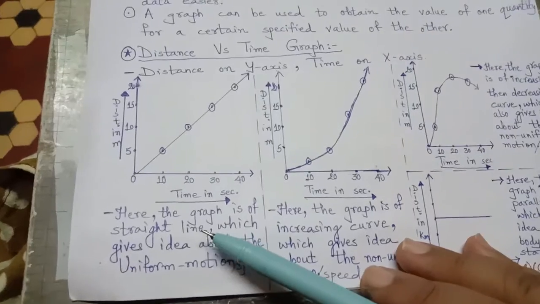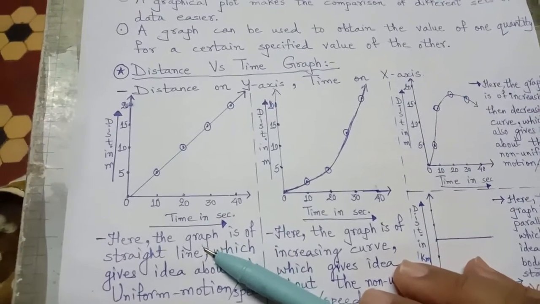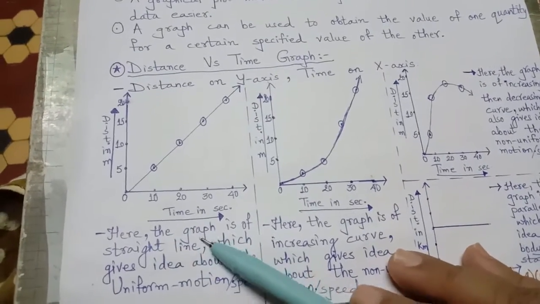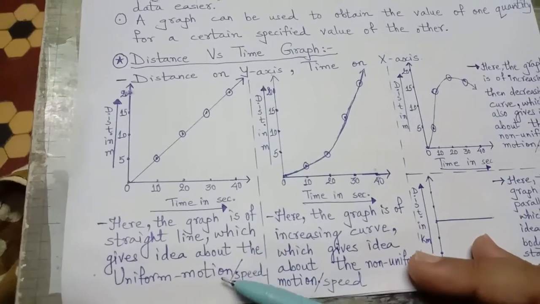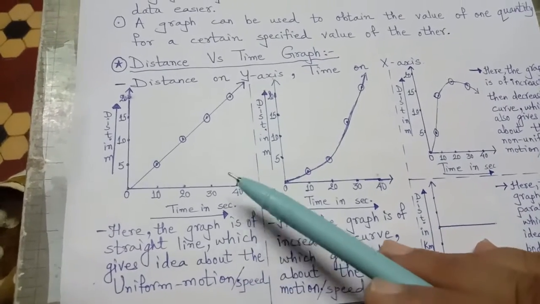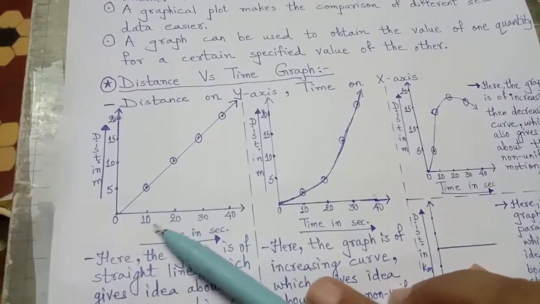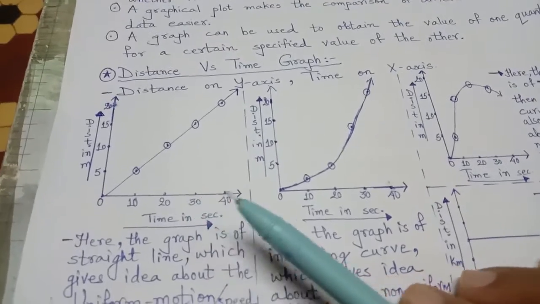So what information is the plotted graph giving us? As I told you, a graph informs us. Here the graph is a straight line, which gives an idea about uniform motion, that is, the speed of the object is uniform.